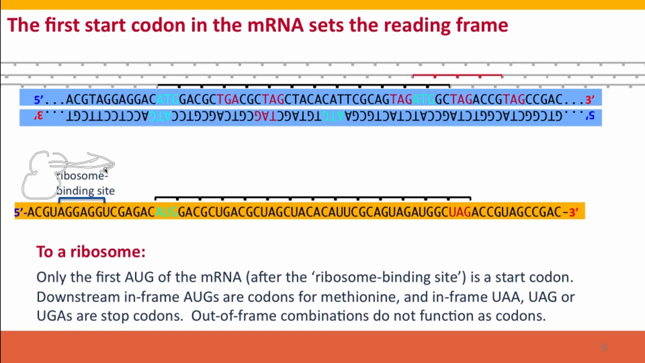Now, to the ribosome, once it encounters an RNA that could be a messenger RNA, what it looks for is a short sequence called a ribosome binding site, which is always very close to the start codon of the gene. And the ribosome binds at the ribosome binding site. There's the ribosome. And it moves along the RNA until it encounters the first AUG. And that AUG sets the reading frame. From that AUG on, the sequence is read in groups of 3.